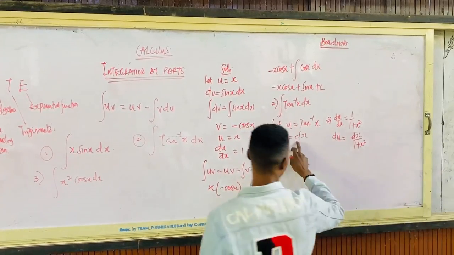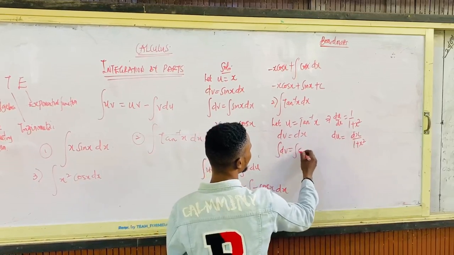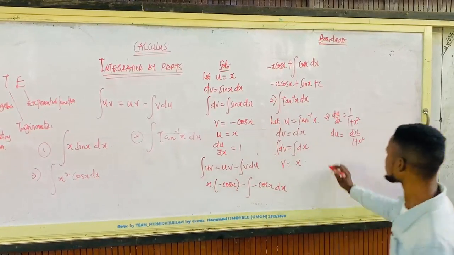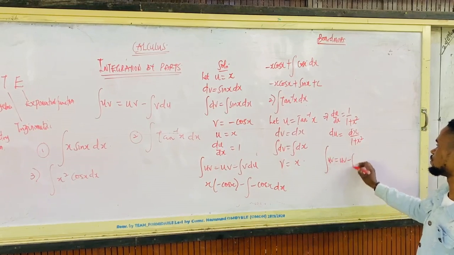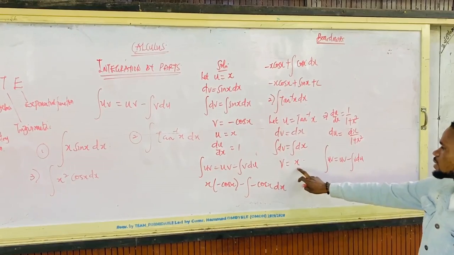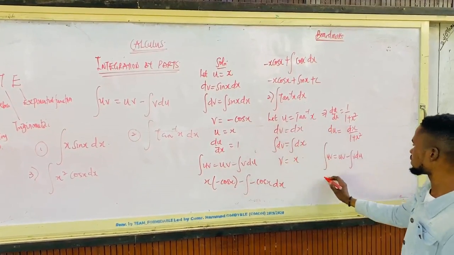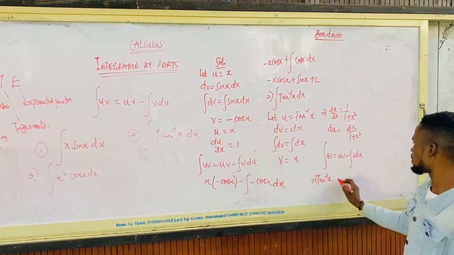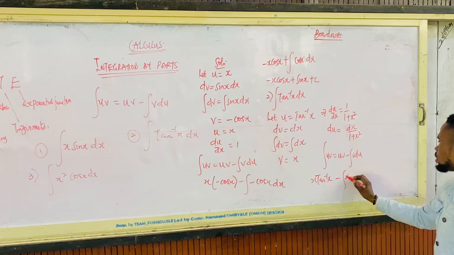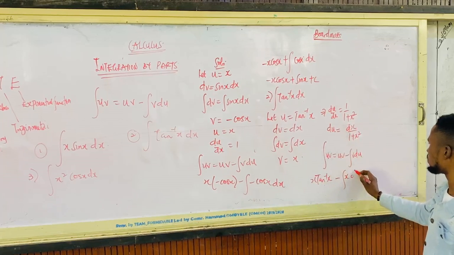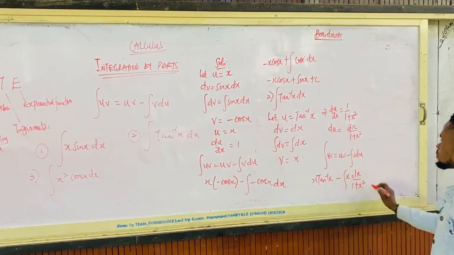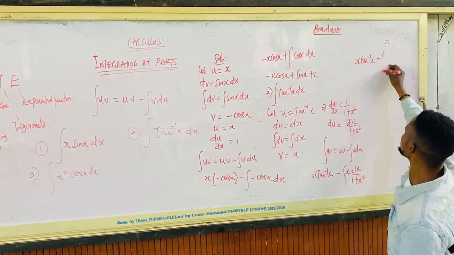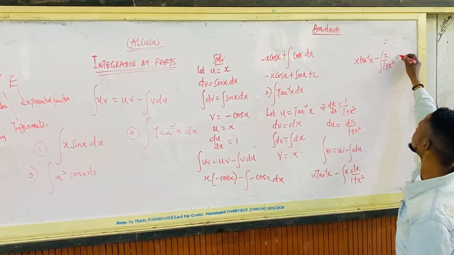Here dv is equal to dx. Integrate both sides of the equation, so that means v is equal to x. Now the formula: uv minus the integral of v du. So my u is arctan x, and my v is x, and du is dx all over 1 plus x squared. So that's x arctan x minus the integral of x over 1 plus x squared dx.